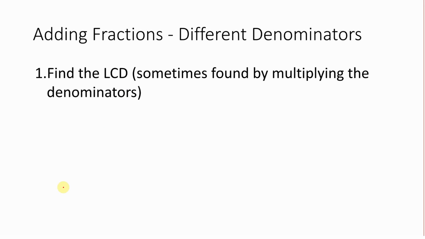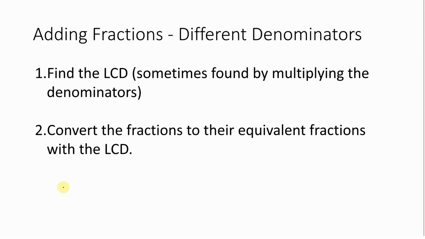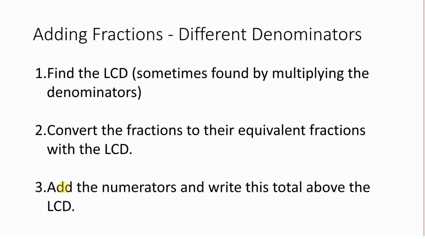Here's a recap. So first you want to find the lowest common denominator of the fractions. Next, you want to convert those fractions to their equivalent fractions with the same lowest common denominator. Once you've done that, all you need to do is add up the numerators and then write this over the lowest common denominator. So here's an example.